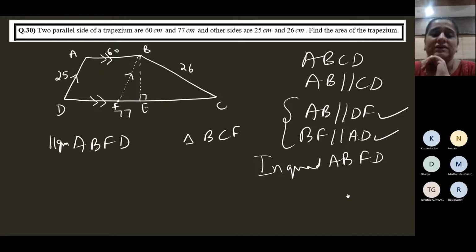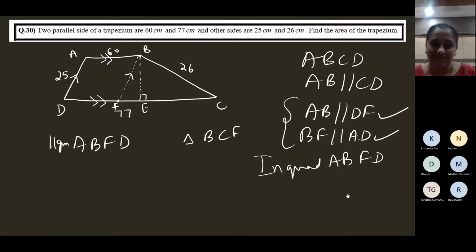Now we have to find BE. What you need to understand is BE is the height of the parallelogram and also the height of the triangle. See, what's the formula to find the area of a parallelogram? Base into height. Who said B into H first? Very good.